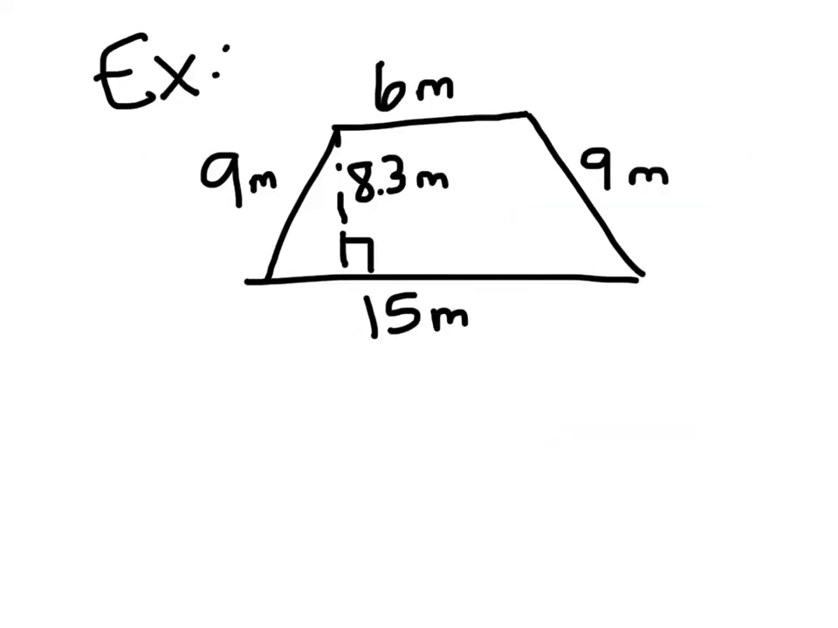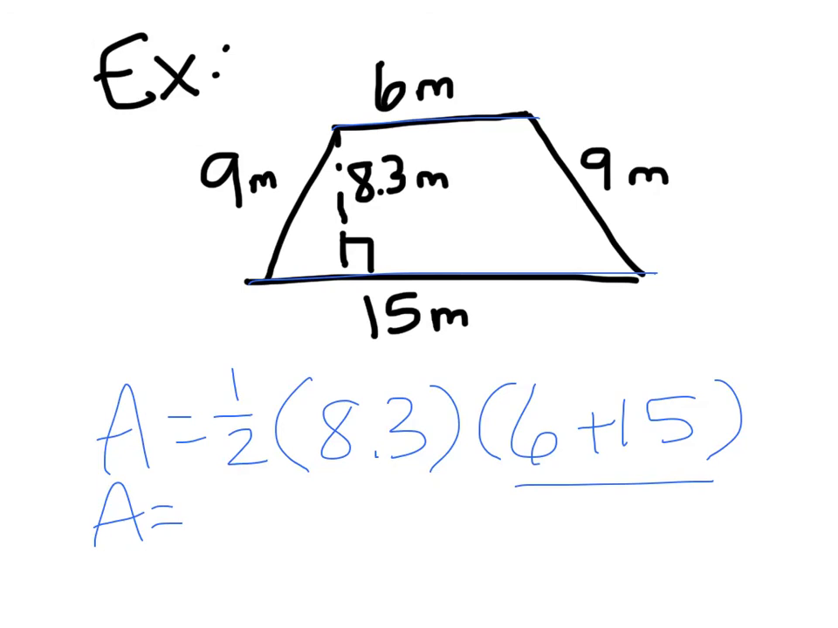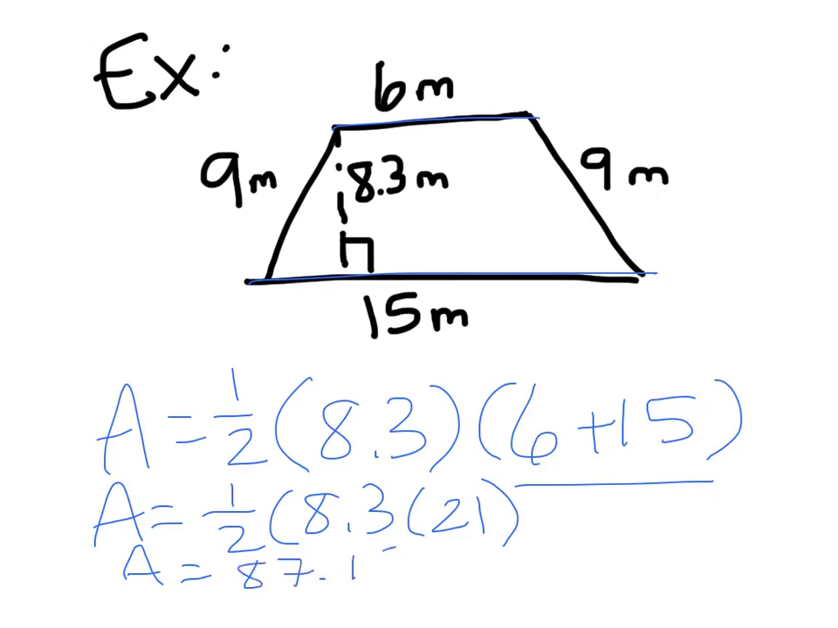This trapezoid, I say, okay, these two sides are parallel, so they're my bases. So area is going to be 1/2, and the height is the line that's perpendicular to the bases, so 8.3 times 6 plus 15. So if I'm going to do that on my calculator, I need to make sure I do these parentheses first. So I have 1/2 times 8.3 times 21, and I'm going to get an answer of 87.15 meters squared. Don't forget to put meters squared as your units on all of your area formulas.